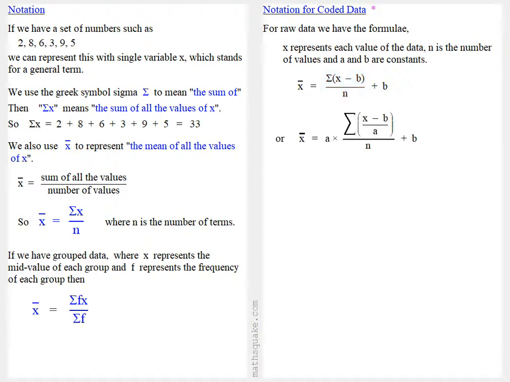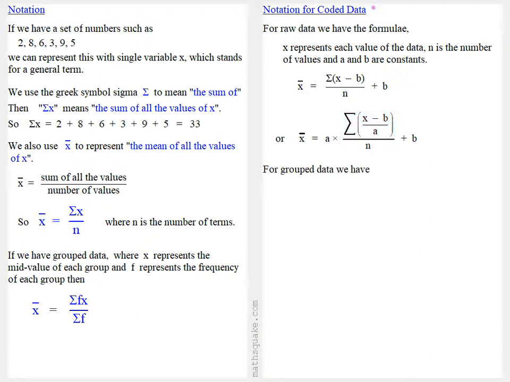Also, we have x bar equals a times sigma x minus b over a all divided by n plus b. And what this is saying is if we code the data by subtracting b and dividing by a, and then finding the mean, we can then multiply this by a and add on b to get the mean of the original data.